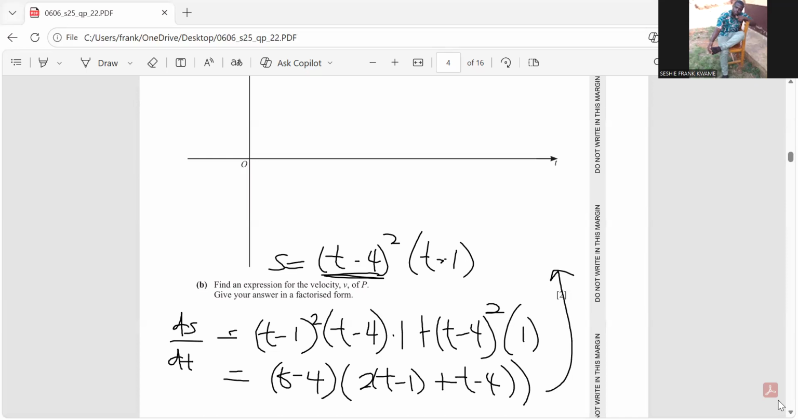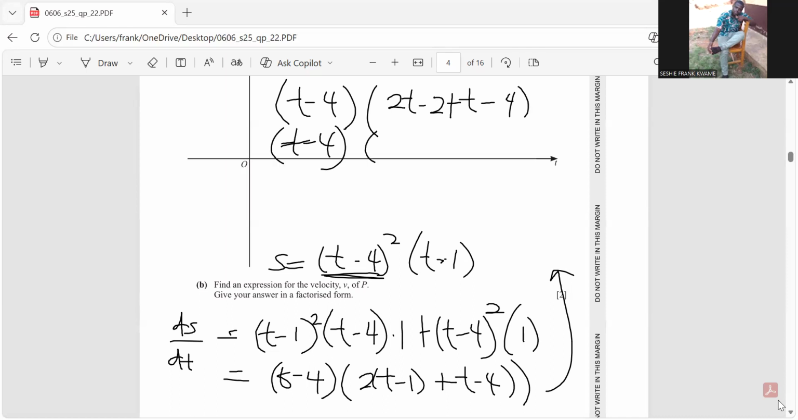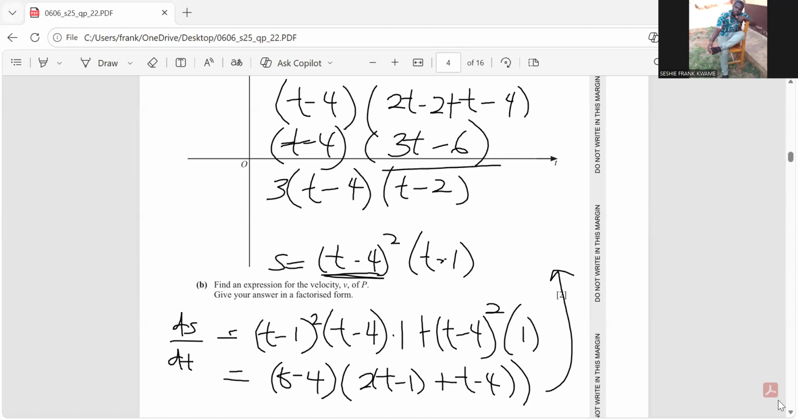So I'm continuing up there. I have t minus 4 out. If I expand the other bracket, I'm going to have 2t minus 2 plus t minus 4. 2t plus t is 3t, negative 2 negative 4 is negative 6. In that sense, 3 is also common. So that's t minus 4, then t minus 2. And this becomes the velocity in a factorized form.